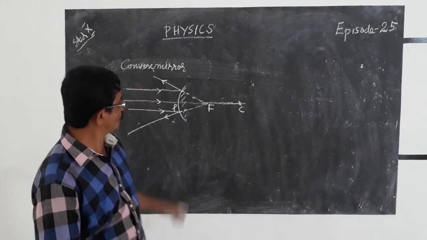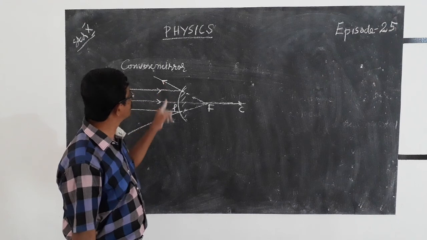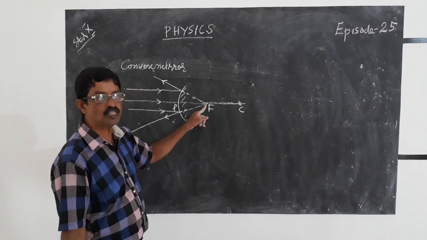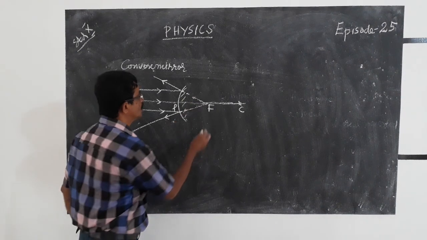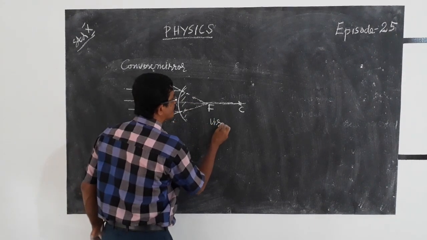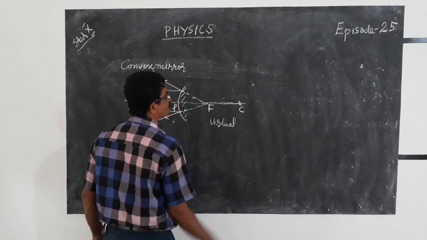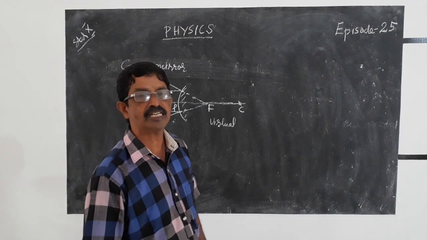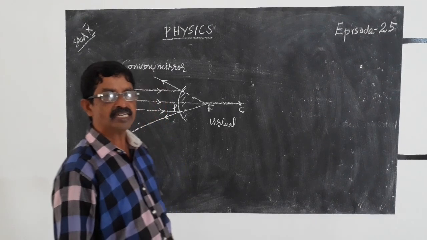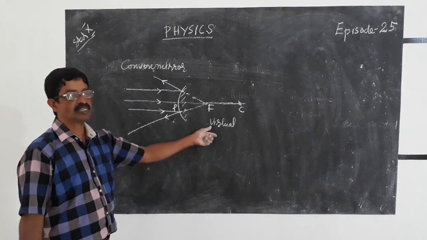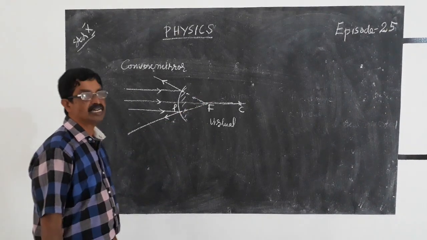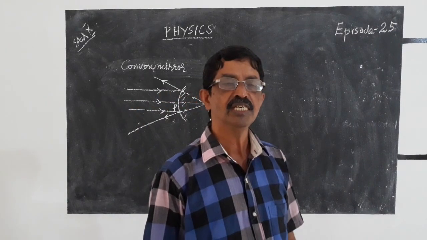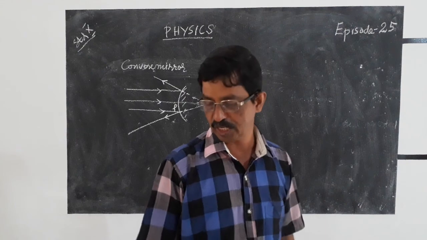And actually this is not real, otherwise it is called a virtual image that we are getting. This image is virtual, so it cannot be obtained on a screen. Virtual image, and also we get an erect image. Here we get what kind of image? We get an erect image.